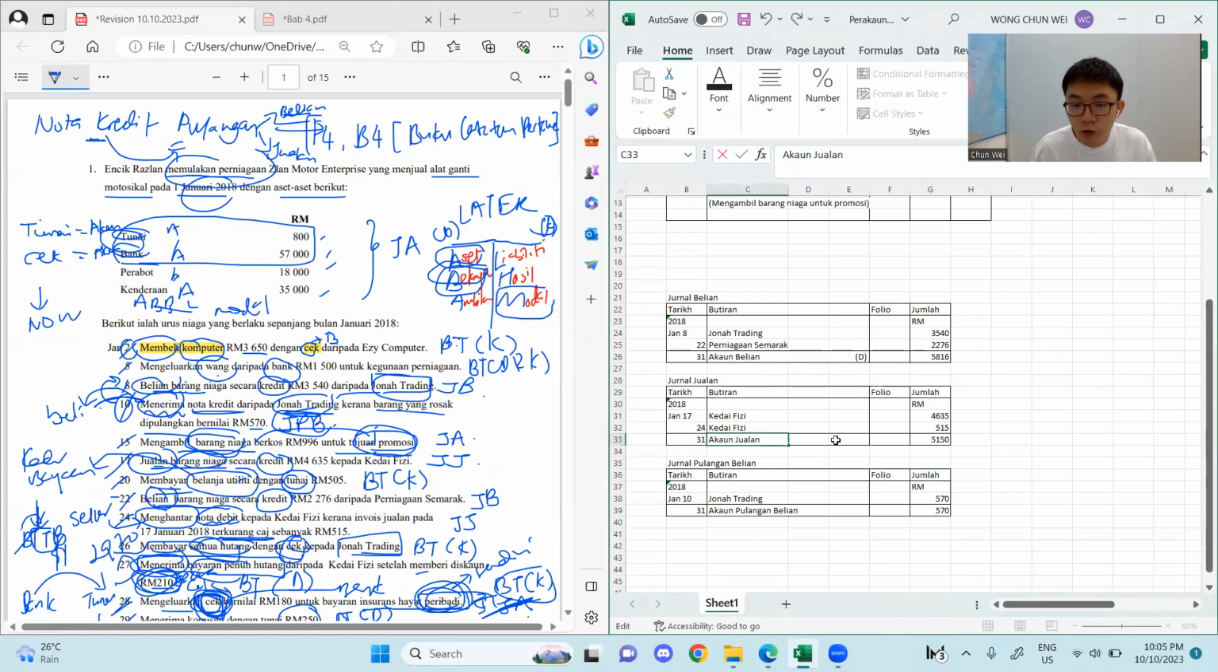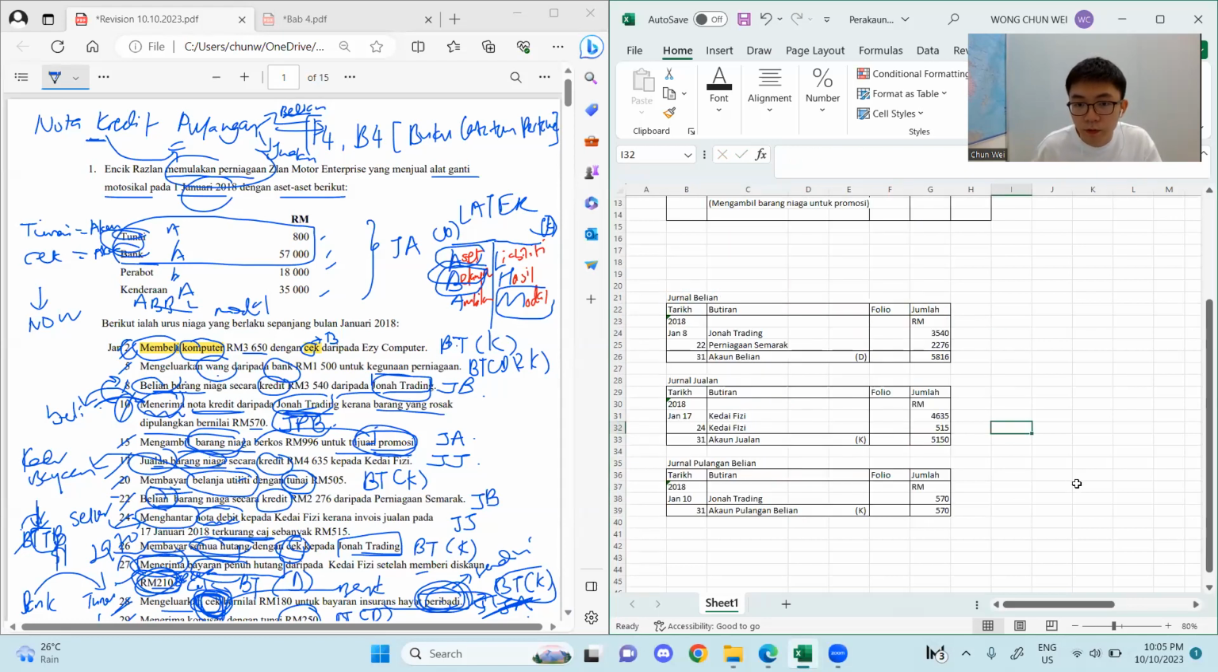So same for account journal. So if account Belian is debit side, account journal is actually on the credit side. So here you bracket and write K. So pulangan Belian, same thing. So if Belian is debit, so pulangan is always opposite, the reverse of it. So you bracket K for credit. So this is how you do for this part.